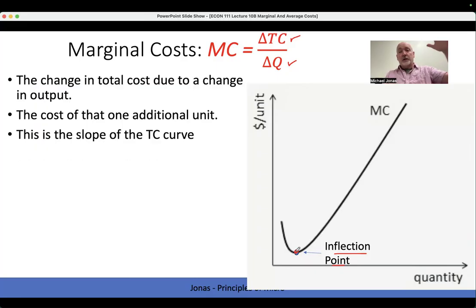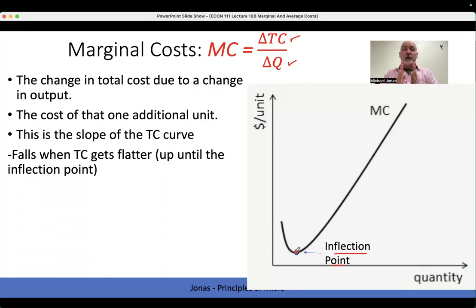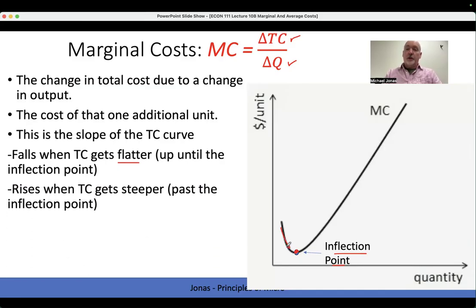So when that total cost is getting flatter and flatter, its slope is decreasing. When it's getting steeper and steeper, its slope is increasing. And what divides those two is where diminishing returns begins. So before we hit that inflection point, as total cost is getting flatter, labor is getting more productive. Good news for the firm, its cost per additional unit is going to be coming down. Once labor becomes less productive, the production function flattens out, the cost functions get steeper, so the additional unit adds more to total cost, so our marginal is rising.